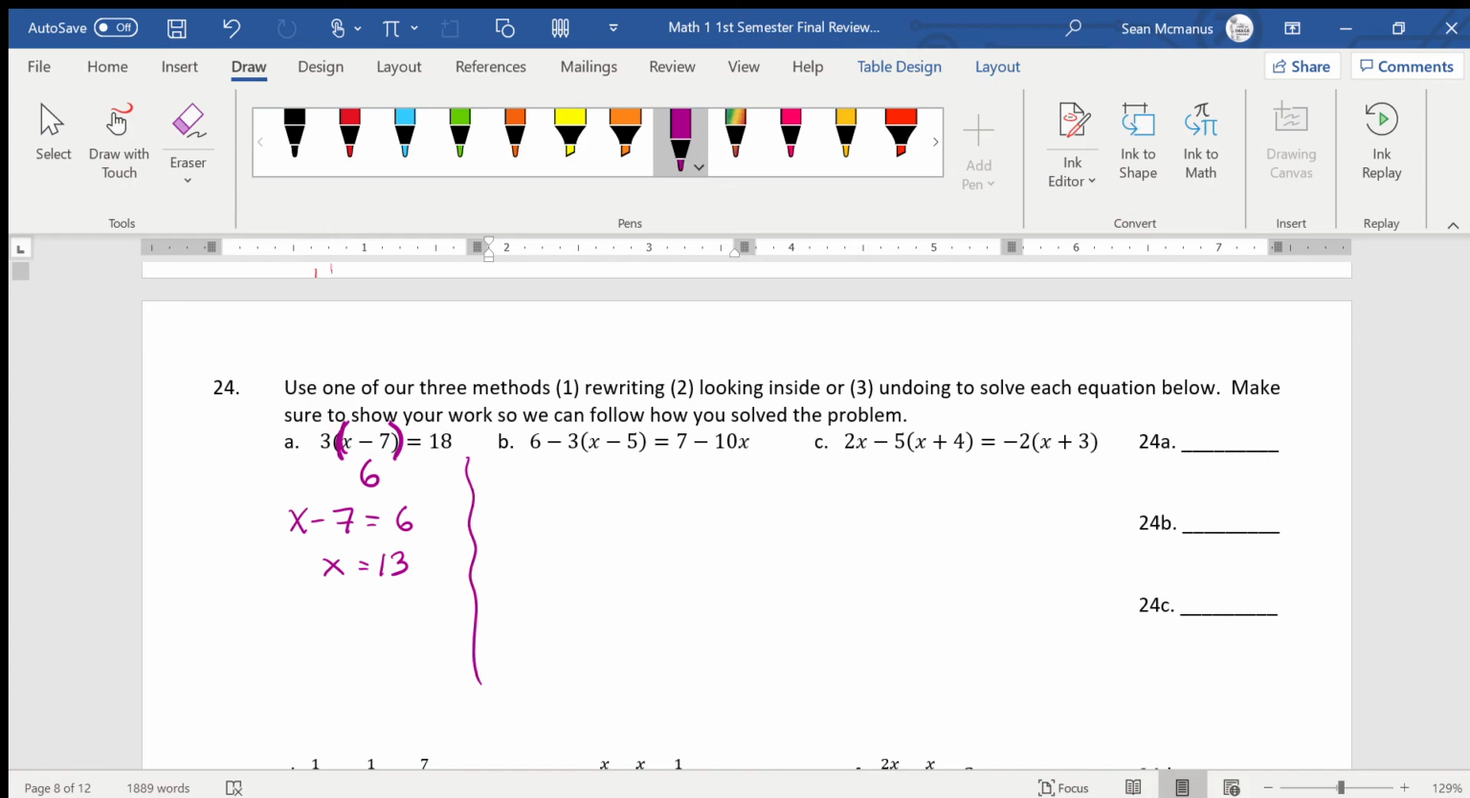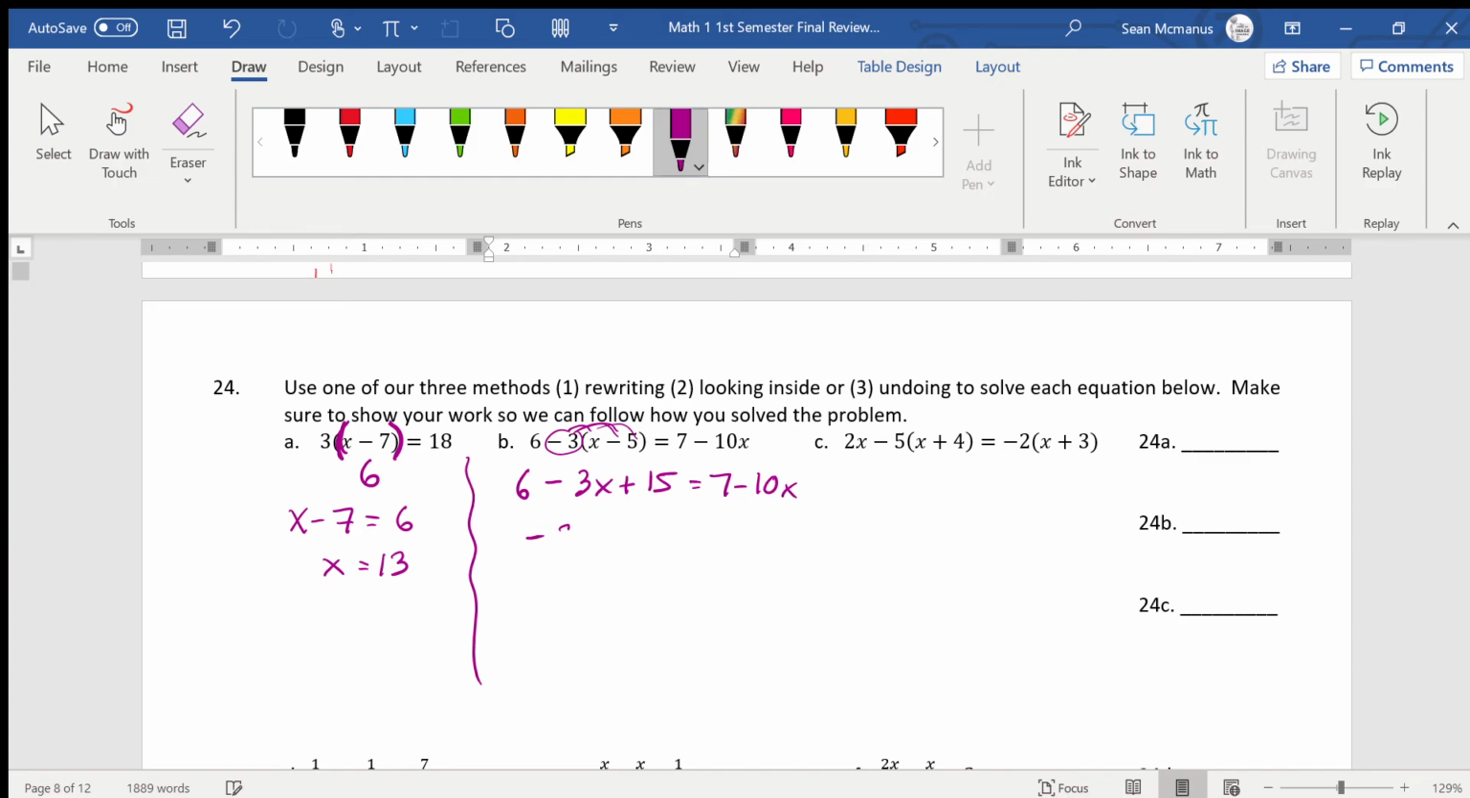Right here, this is probably going to be undoing, right? That's typically what we do. It's like get the x by itself using all the real rules. So here I have to distribute. So I have 6 minus 3x plus 15, right? Don't forget when I distribute this 3, it's a negative 3. I'm distributing all the way through. Equals 7 minus 10x. So all I did was distribute.